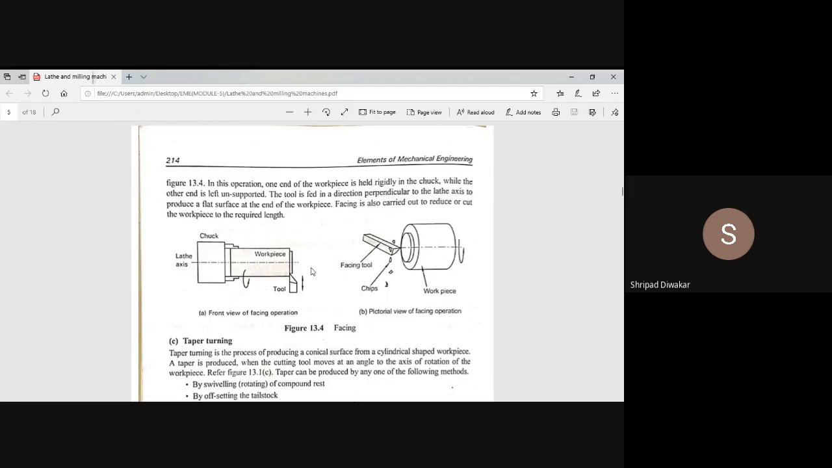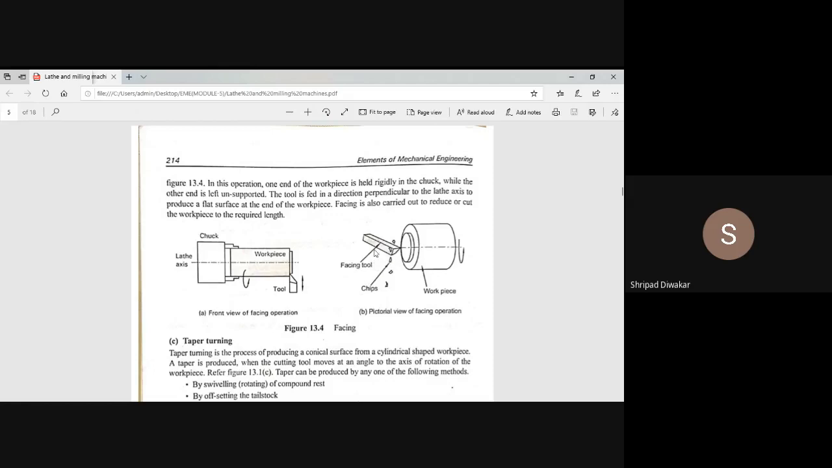The tool is fixed in the tool post. The tool moves in a perpendicular direction. Direction is most important. When the tool moves in a perpendicular direction, there will be a reduction in the length of the workpiece. As it moves, it reduces the length, and the extra machined material comes out in the form of chips.